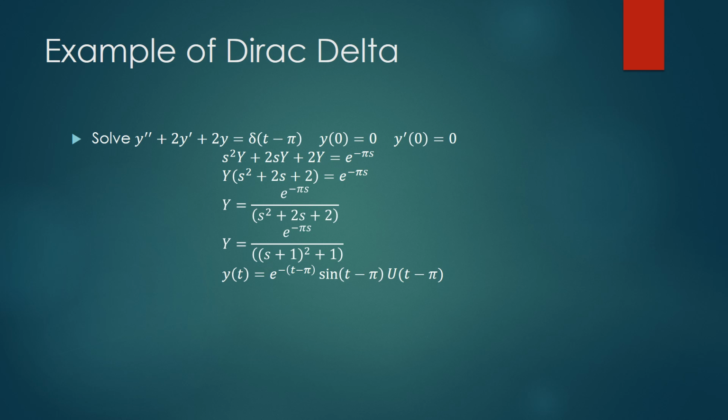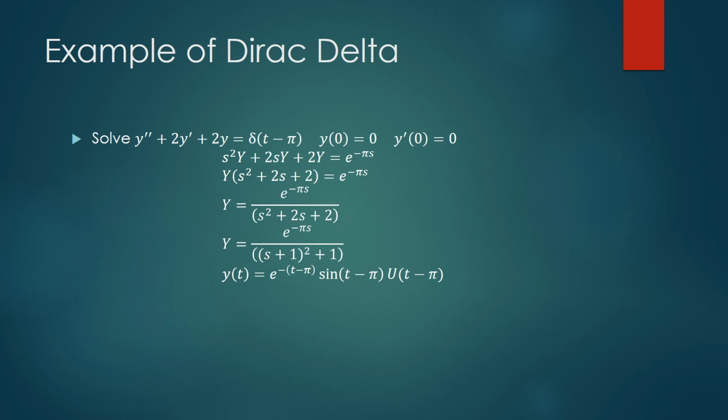One example of a Dirac delta function question is to solve y double prime plus 2y prime plus 2y equals Dirac delta (t minus pi). The initial conditions are y(0) equals 0 and y prime(0) is also equal to 0. We can take the Laplace transform of both sides. On the left side, it's only s squared Y plus 2sY plus 2Y, because the initial conditions are both 0.